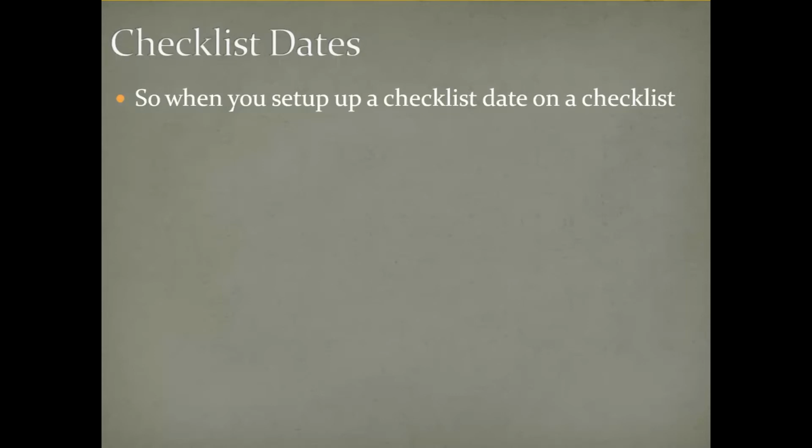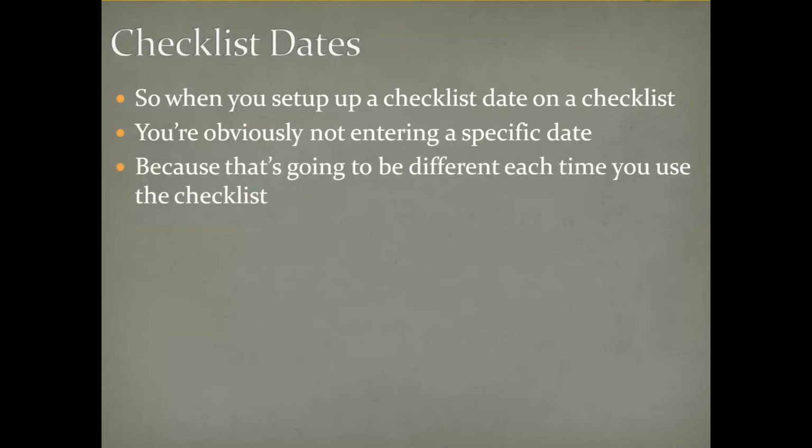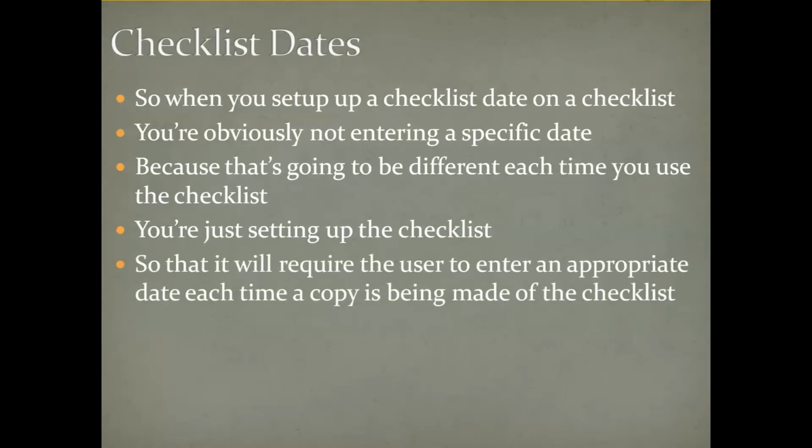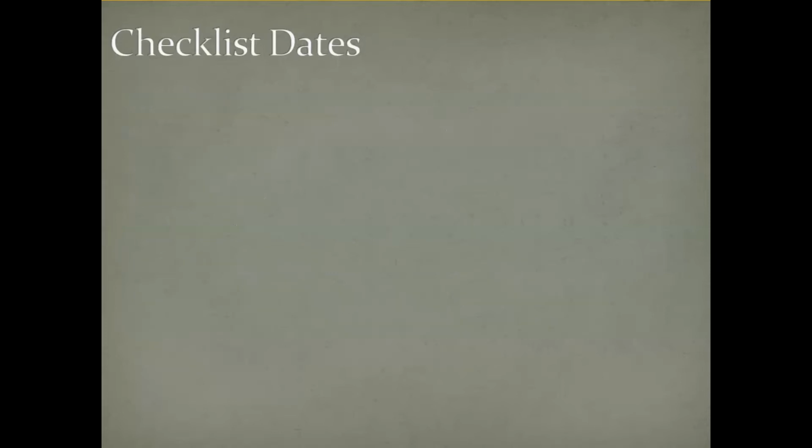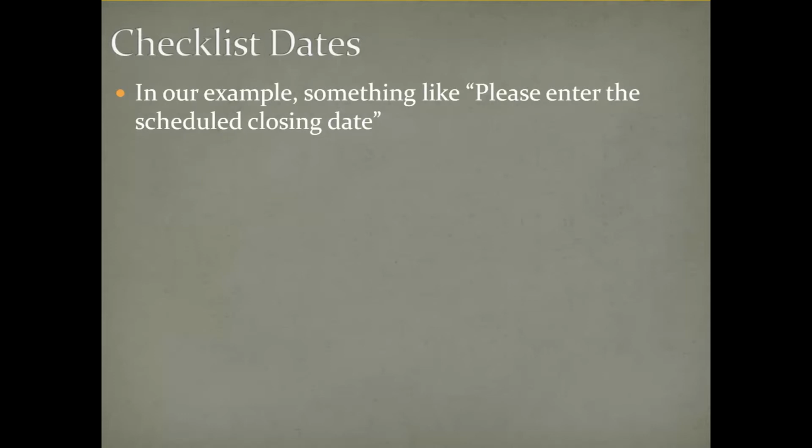So when you set up a checklist date on a checklist, you're obviously not entering a specific date because that's going to be different each time you use the checklist. You're just setting up the checklist so that it will require the user to enter an appropriate date each time a copy is being made of the checklist. You can specify whatever text you want to display, asking your users to enter a date. In our example, that would be something like, please enter the scheduled closing date.